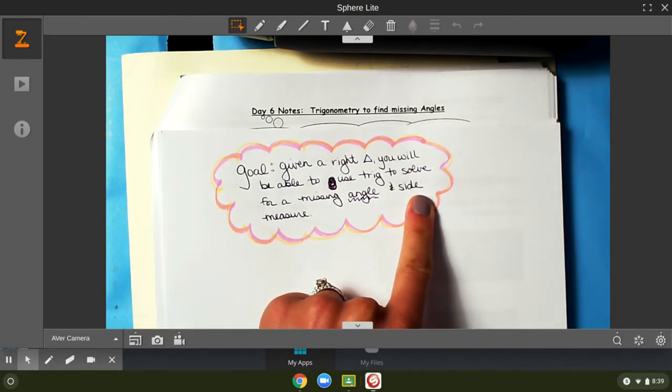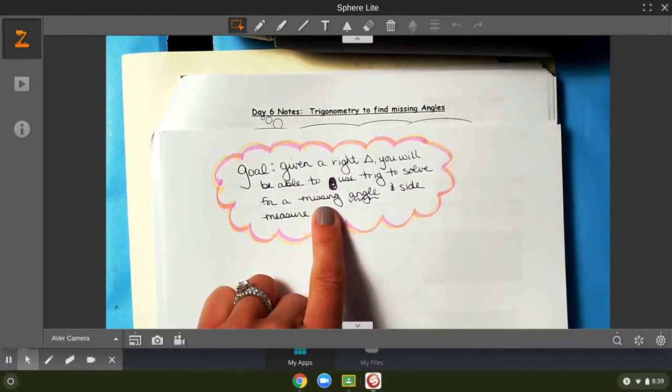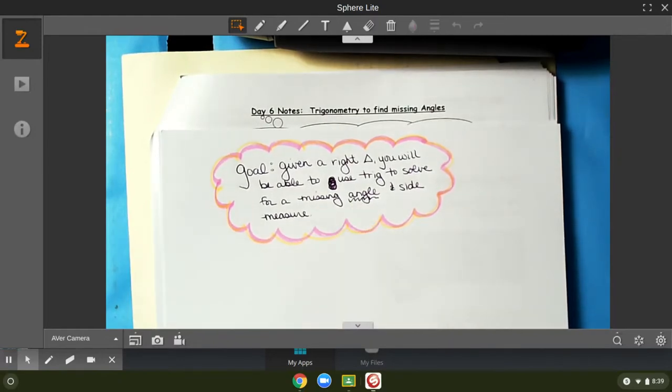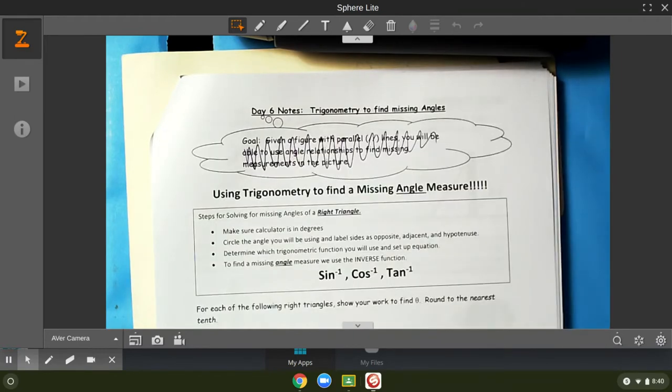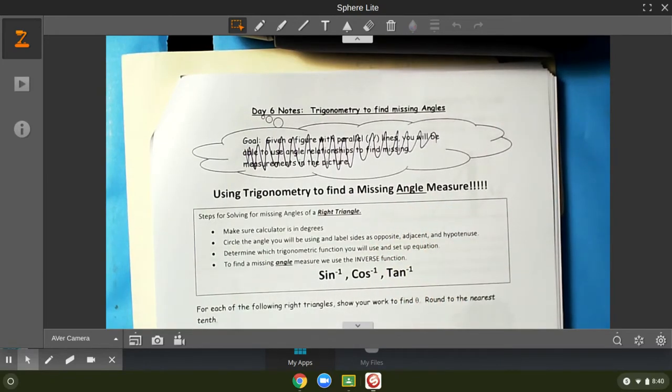Now, on day 5 notes, that's where we solved for missing side measures. So today, we're going to be focusing on finding missing angle measures. A lot of students say, hey, finding a missing angle is a little bit easier than finding a side. So by the end of today's lesson, I'd like to know what you think about that. All right, so when you're using trigonometry to find a missing angle measure, here are the steps.